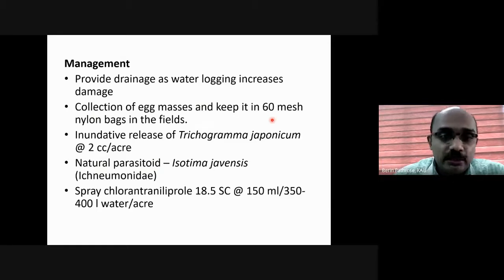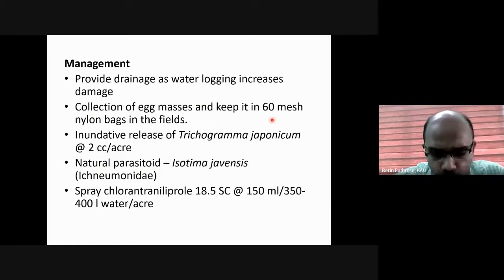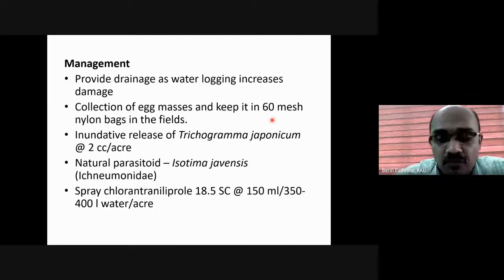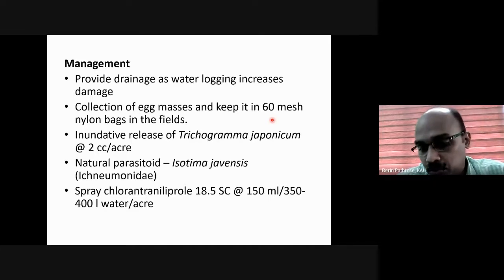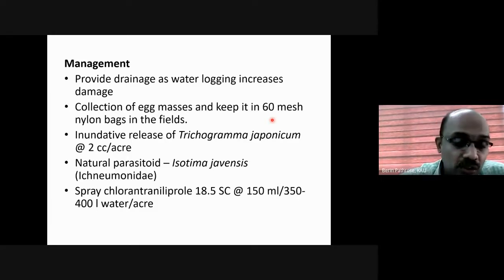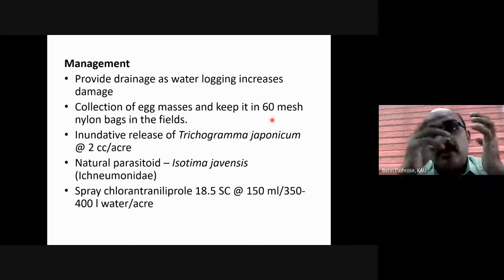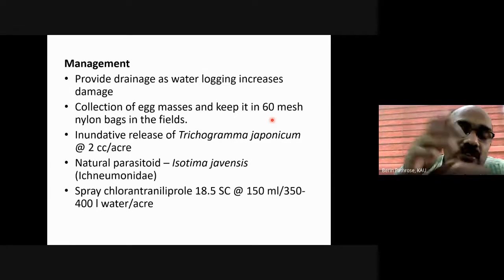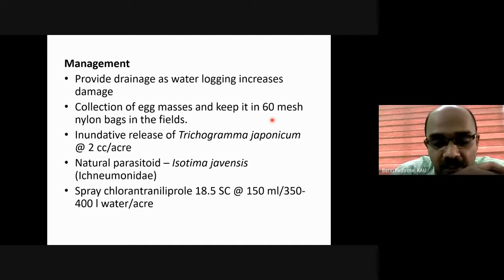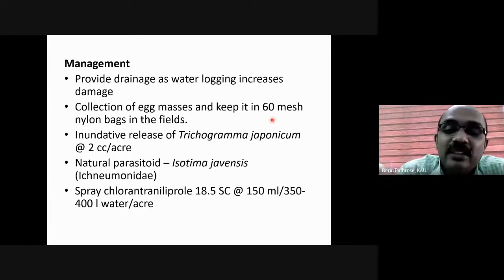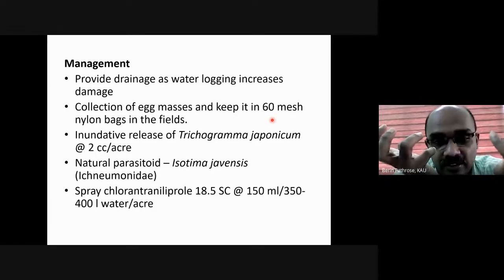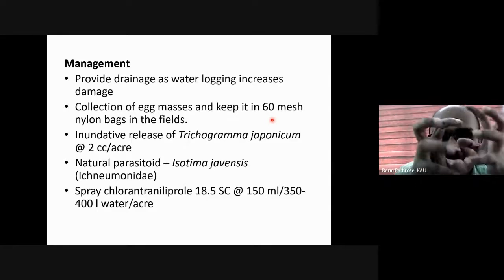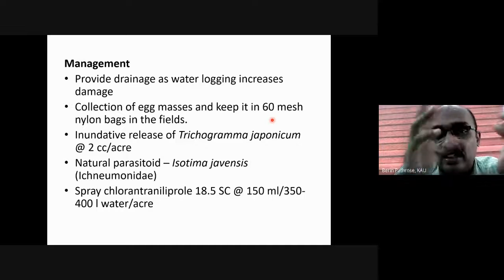And coming to the management part, the top borer infestation is high if the field is flooded, if there is waterlogging. So provide drainage to reduce the waterlogging so that the pest population can be reduced. And another thing is that this egg mass will usually be infested with natural egg parasitoids. So we can collect the egg mass and keep it in a 60 mesh nylon bag in the field itself, just like a mosquito net.